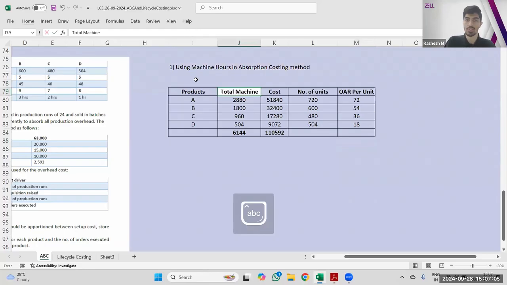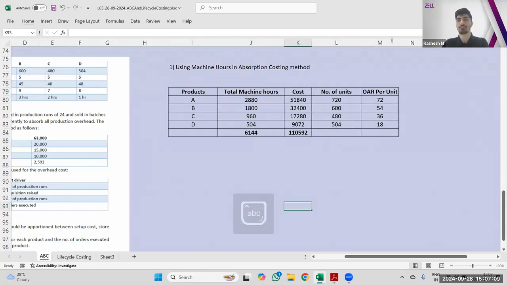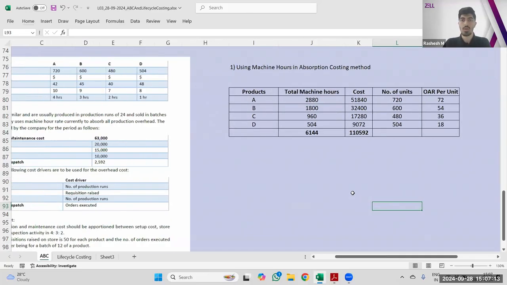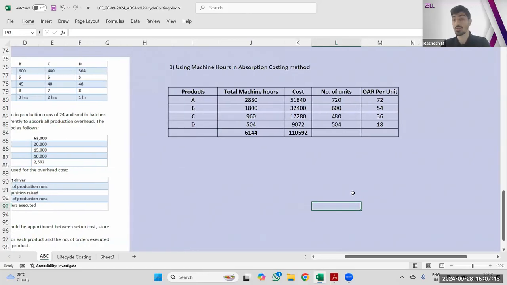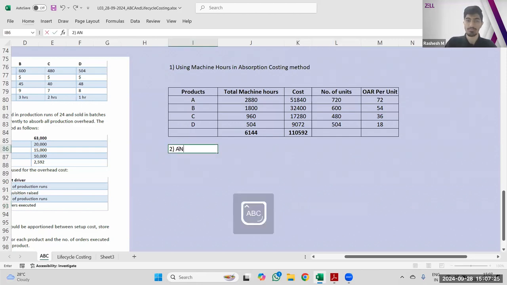All right, total machine hours, so we are clear. All right, so this is done using absorption costing. It's always simpler, it's always straightforward. Activity-based costing is where the problem becomes complex. So let's jump into activity-based costing.